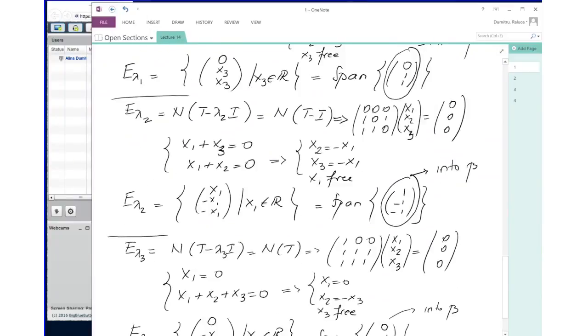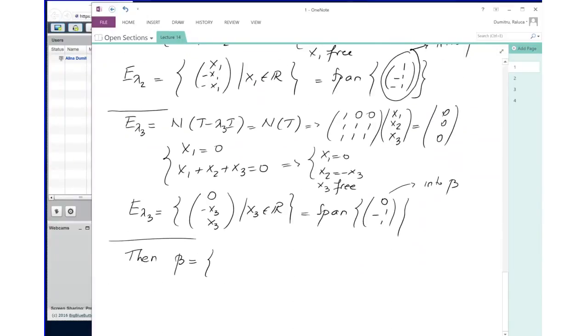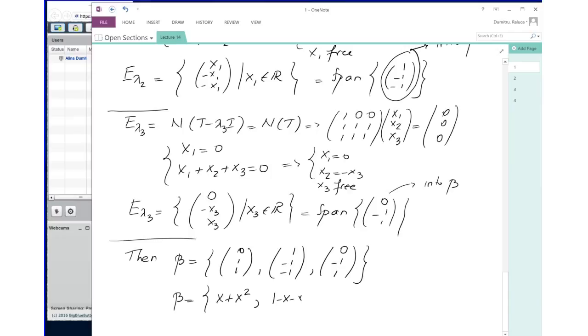So what is beta? 0, 1, 1. 1, negative 1, negative 1. 0, negative 1, 1. This will be a basis for P sub 2 of R. Now, of course, if you want to make it look like it's in P sub 2 of R, you have to actually express them back into polynomials. So this first vector is in fact x plus x squared, right? The second is 1 minus x squared, and the third is negative x plus x squared.